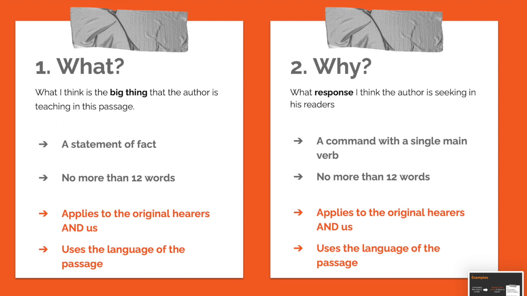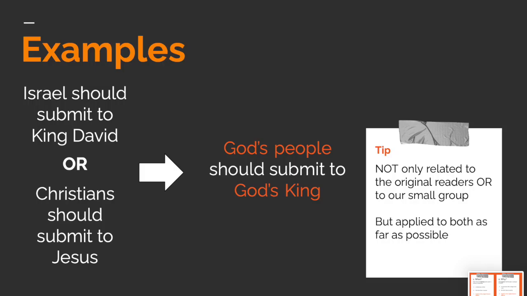Both of them, the what and the why, should apply to the original hearers, the them then, the church in Ephesus for example, but also to us, the small group that meets in your house. We'll talk about why in a second. And then the last rule is that as far as possible, use the language that the passage itself uses, rather than imposing our own meaning onto it. Let's look at some examples because I think it'll make it slightly clearer.